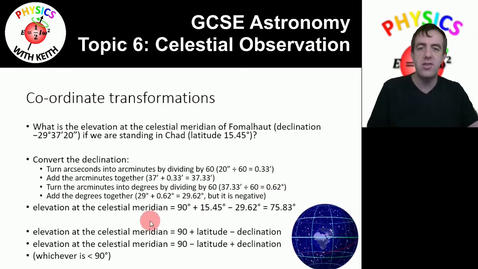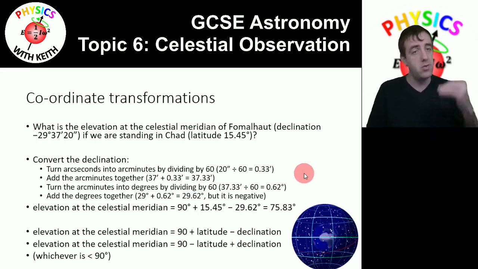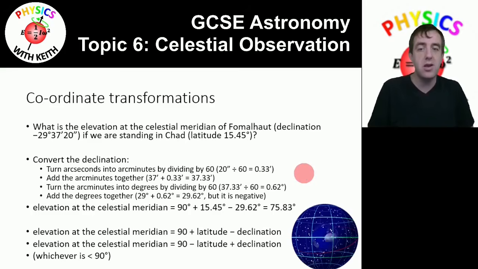So for our elevation at the celestial meridian, we plug our numbers into the equation, and we get our answer. We use the top equation this time because it gives us an answer below 90 degrees, 75.83 degrees.